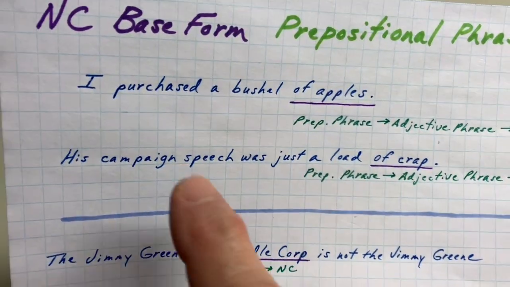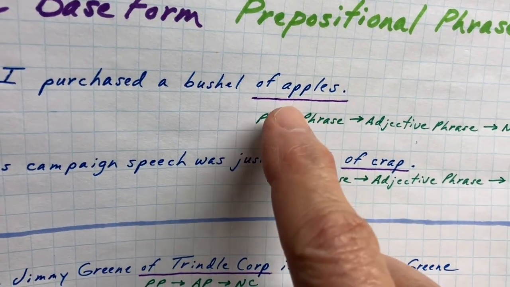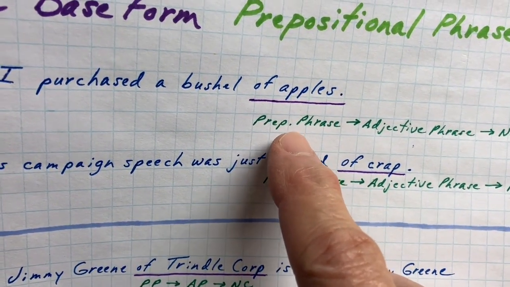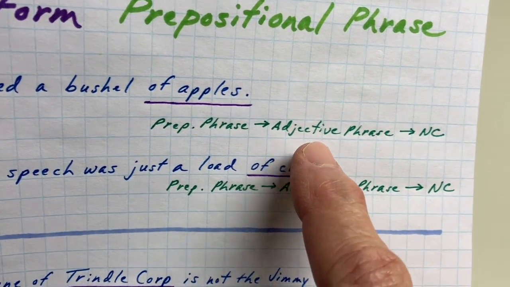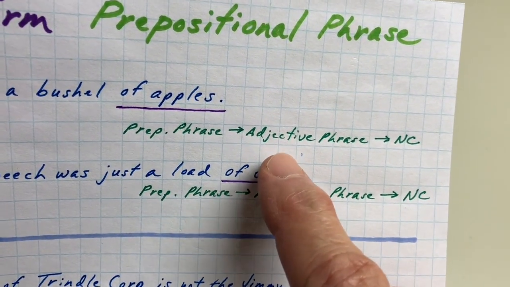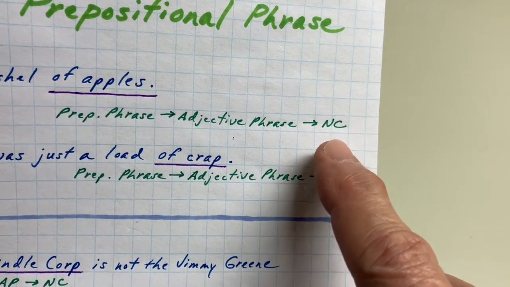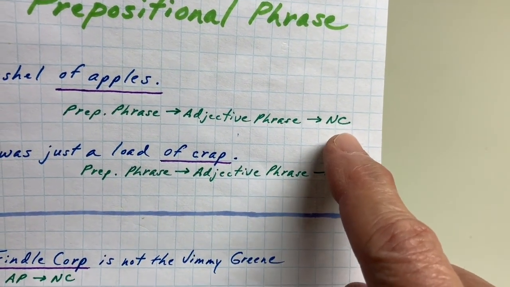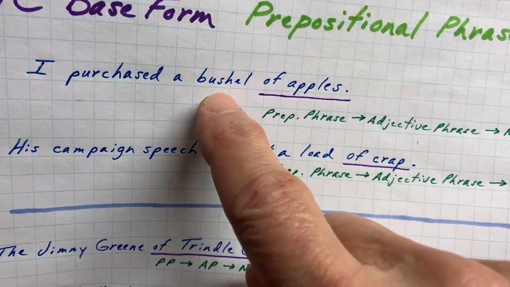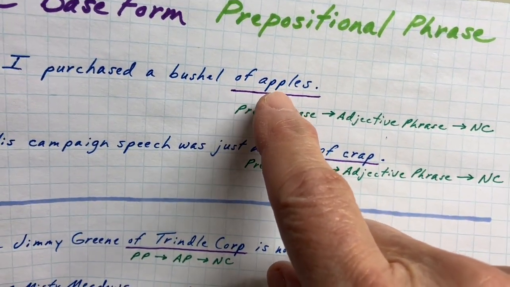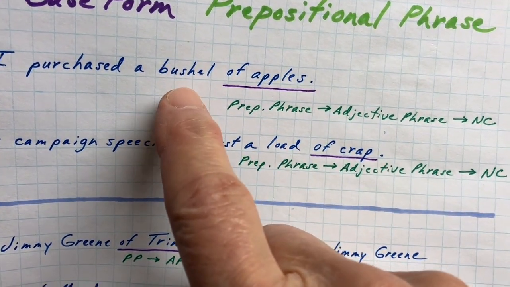Here's an example. I purchased a bushel of apples. Of apples is a prepositional phrase, and in traditional terms, it might have been referred to as an adjective phrase, but nowadays we would call it a noun complement. That's what a lot of people are doing here in modern times. So you see the prepositional phrase, bushel of what? Of apples. Of apples is complementing bushel.